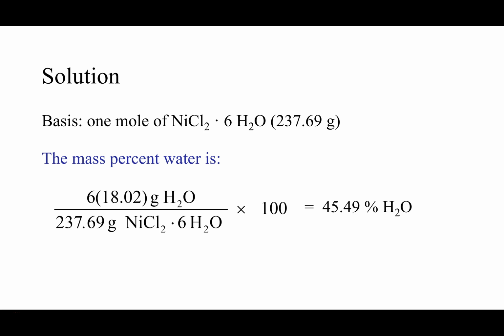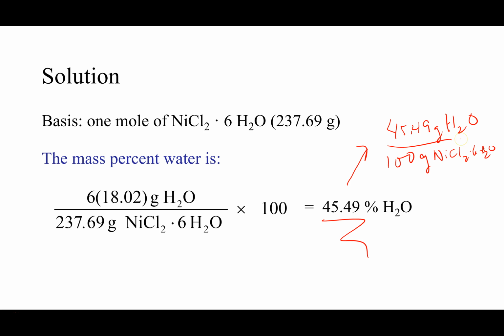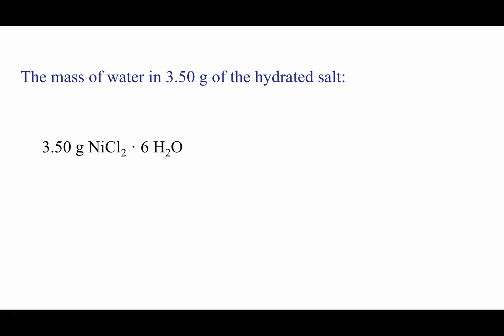So the second part of this question is we're going to use this to our advantage. I'm all about unpacking. So to unpack this percent, what that means is we have 45.49 grams of H2O in 100 grams of the compound, which is your NiCl2.6H2O. Okay, that's what that means, parts per 100. So with that in mind, the second part of the question was like this. Say if we have 3.50 grams of the hydrated salt, how many grams of water do we have?